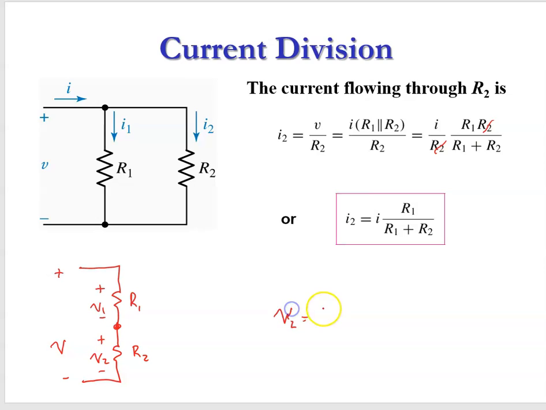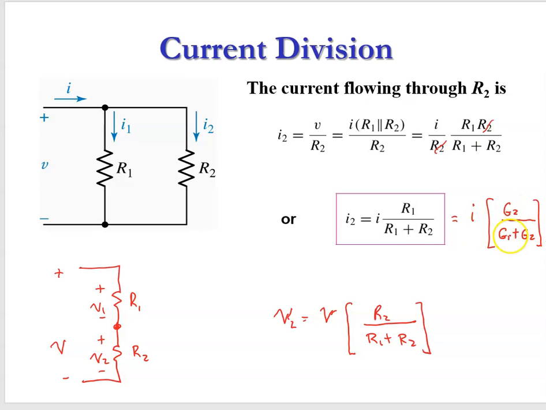V2 is equal to V times R2 over R1 plus R2. So we take the opposite resistor. So this is, again, we could also say this is equal to I times G2 over G1 plus G2. So there are different ways of looking at that.